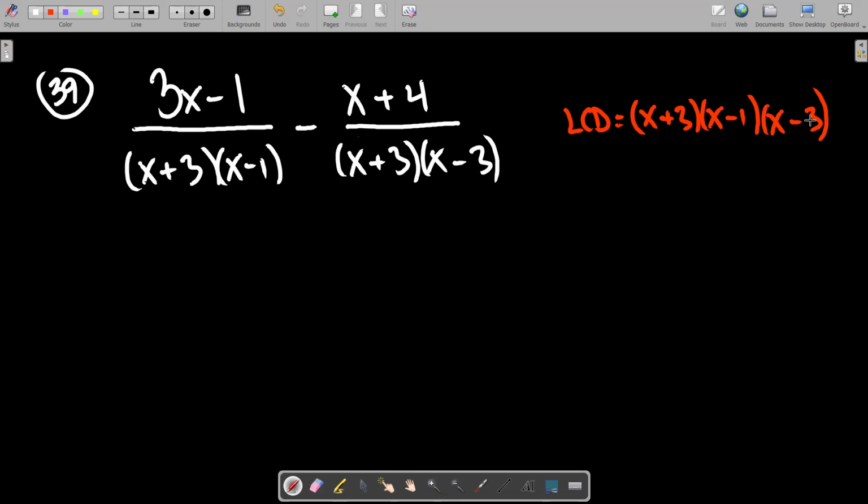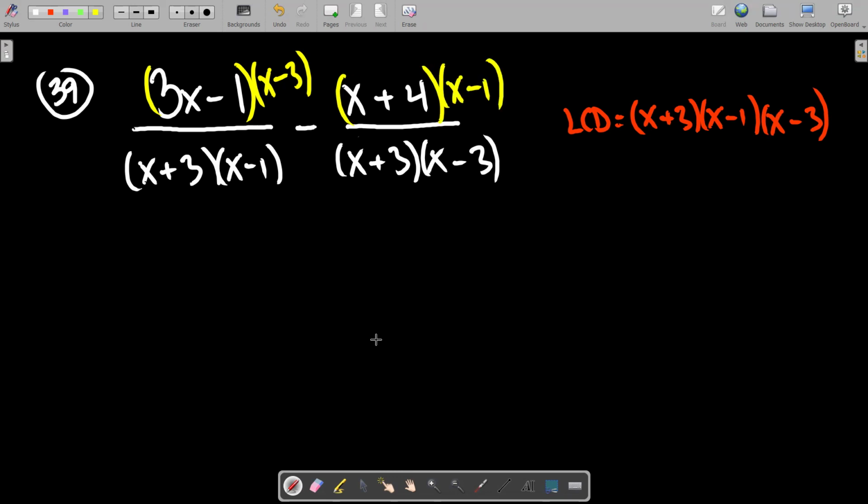Got it? All right, so let's do what we need to do. We know we need to modify each fraction. So like the first fraction, what's its bottom missing? It doesn't have the x minus 3, so we're going to multiply like that. Make sure you use parentheses. Second fraction, what's its bottom missing? Nice.